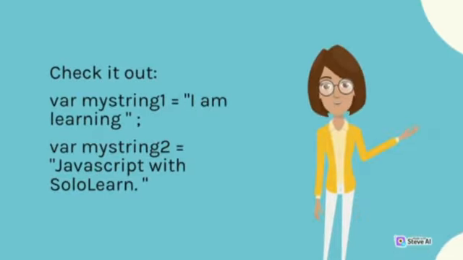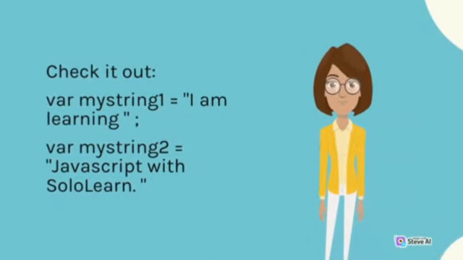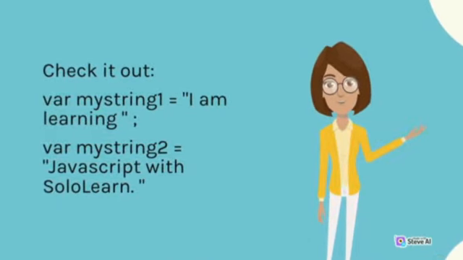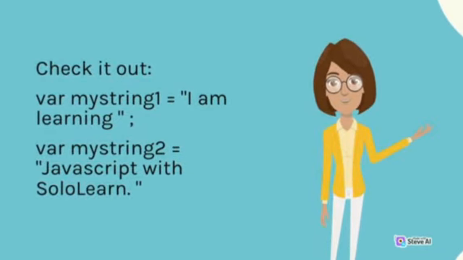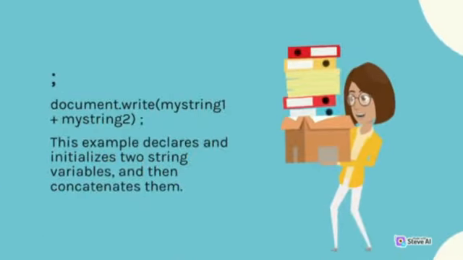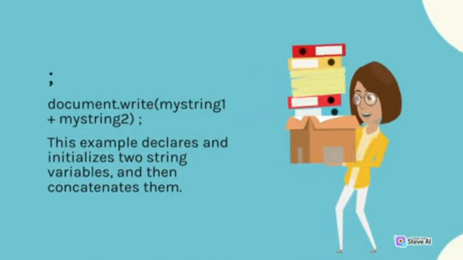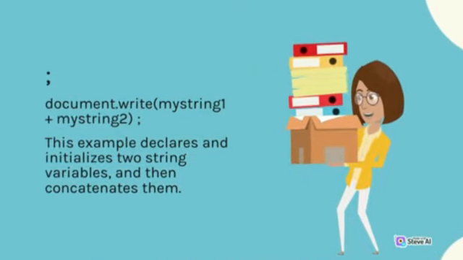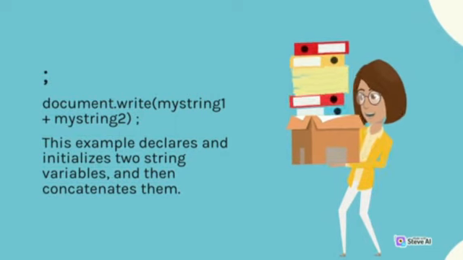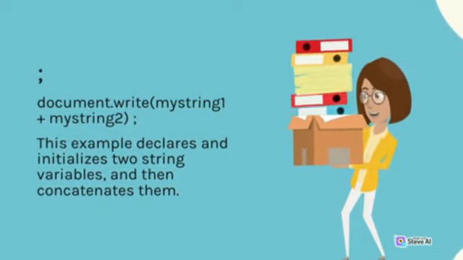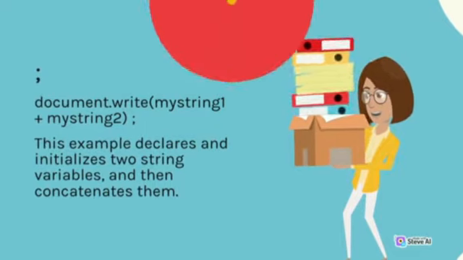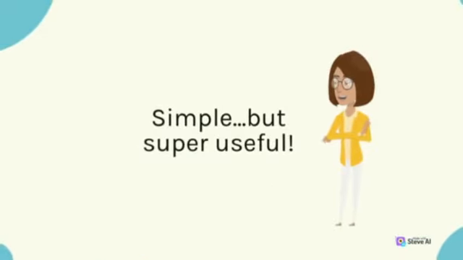Check it out. var mistring1 = "I am learning"; var mistring2 = "JavaScript with SoloLearn"; document.write(mistring1 + mistring2); This example declares and initializes two string variables, and then concatenates them. Simple, but super useful.